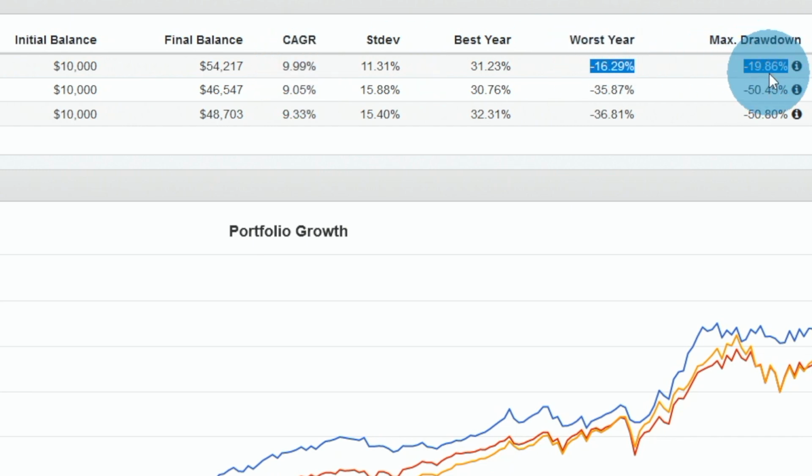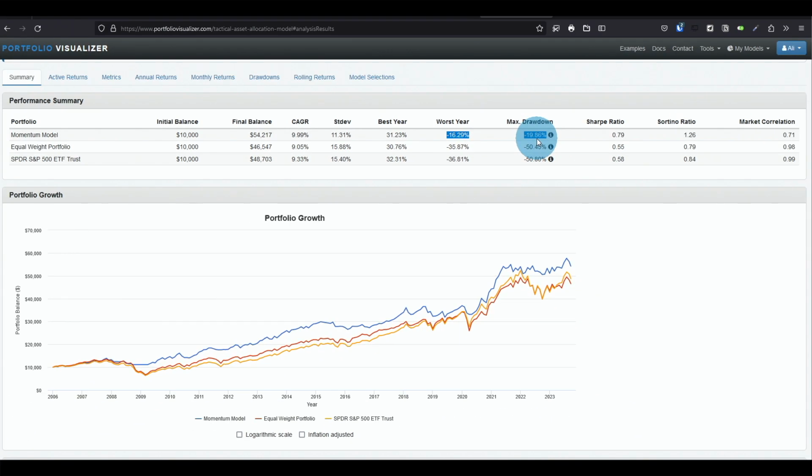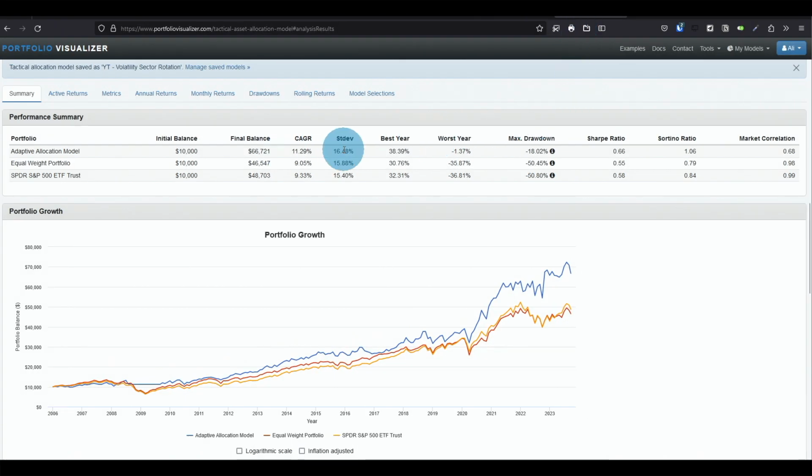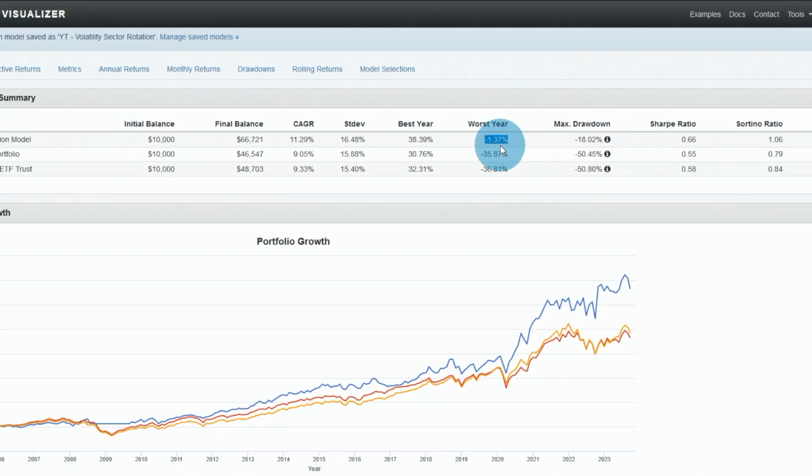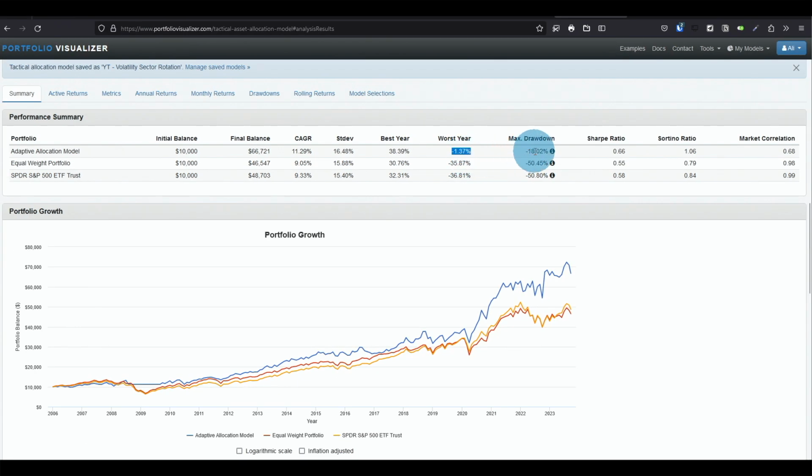We can further enhance this strategy by not allocating the money equally to each sector, but by allocating the money based on volatility. And this is the result that we will get. So now we enhance our return to 11.29 and we reduce our drawdown to 18%. Also, our worst year goes down to minus 13.7. Now, this is huge if you are calculating your performance every year, but of course, you still have this drawdown.